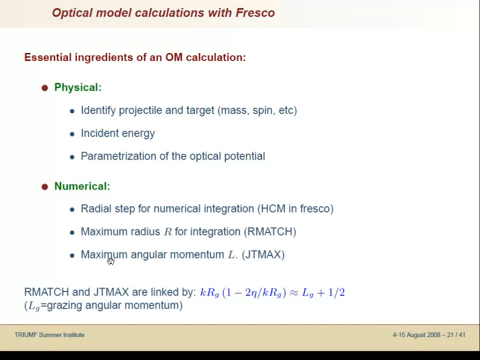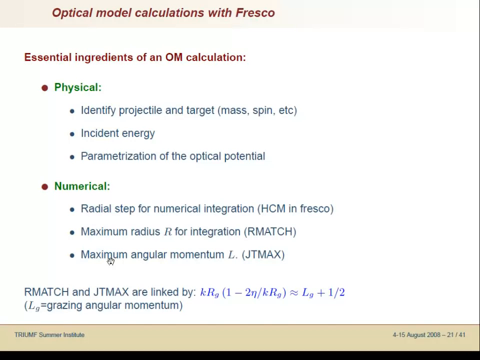And apart from these physical ingredients, you have to specify some numerical ingredients. That is very important because sometimes we forget about this part, and you can get crazy results. So you always need to make some checks to make sure that what you are getting is sensible. The physics has to be sensible, but also numerically your result has to be sensible. So in the optical model case, we have to worry about essentially three parameters.